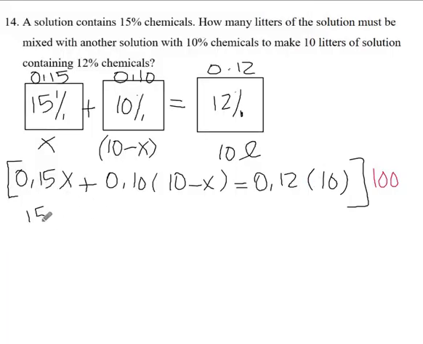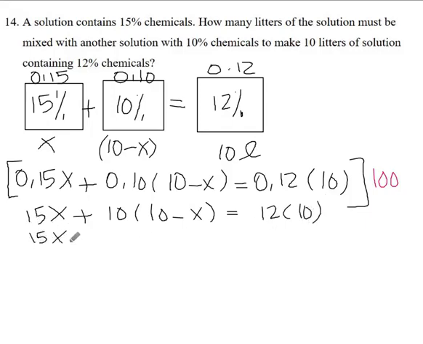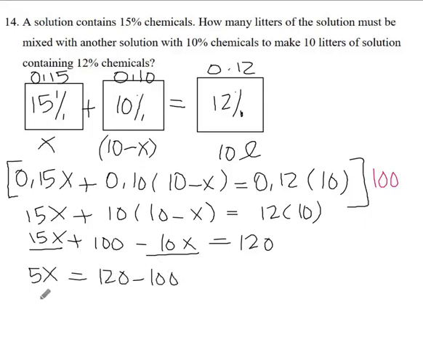So here I would get 15x plus 10 times 10 minus x is equal to 12 times 10. So you get 15x plus, let's distribute that, 100 minus 10x is equal to 12 times 10, which is 120. 15x minus 10x adds up to 5x. Let's go ahead and subtract 100 from both sides of the equation. I get 5x is equal to 20. Divide both sides by 5. So x would be equal to 20 over 5, which is 4.